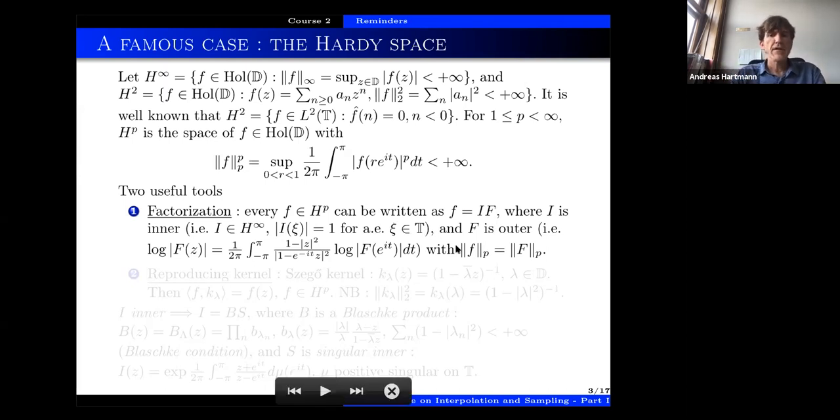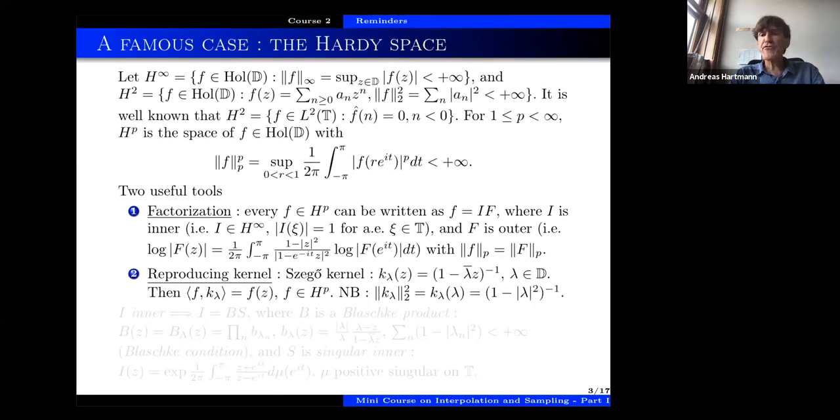And so this means, for example, you have no function which can go very fast to 0 close to the boundary. Okay, what will be interesting for us later is that I is an inner function, it has boundary values of modulus 1 almost everywhere. And then this implies immediately that little f and big F have the same HP norm, which you can see from the formula which is given here. Okay, this we will need in a second.